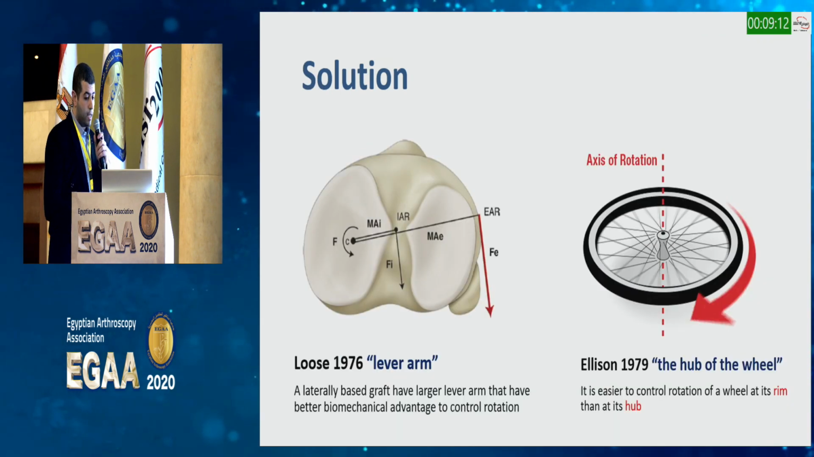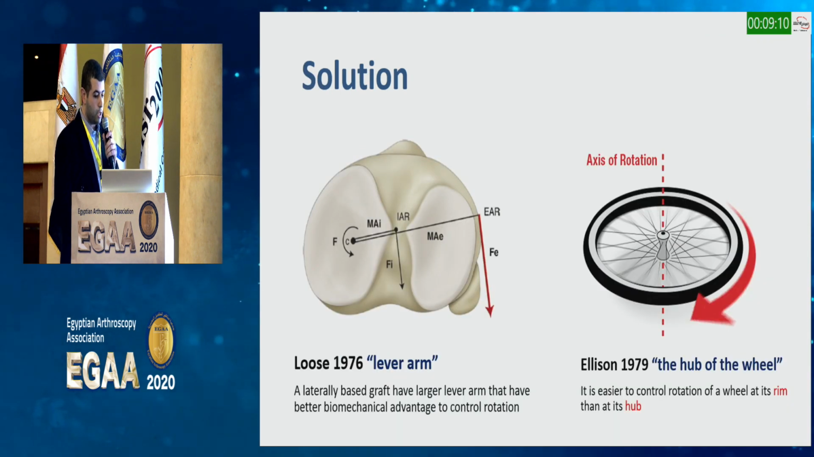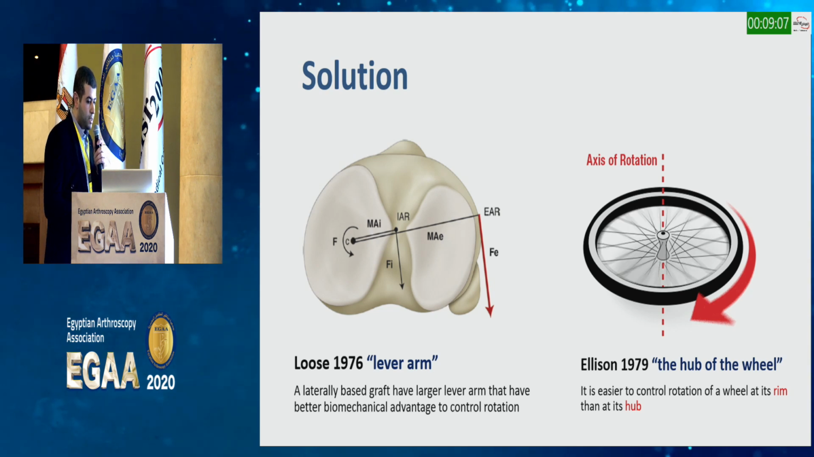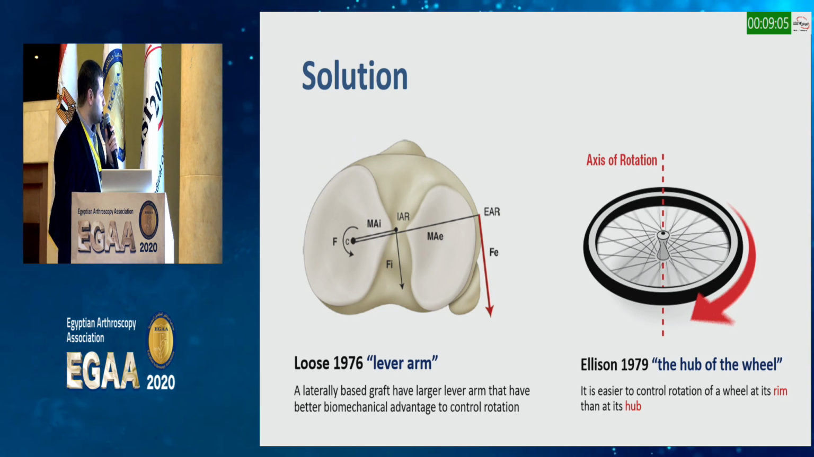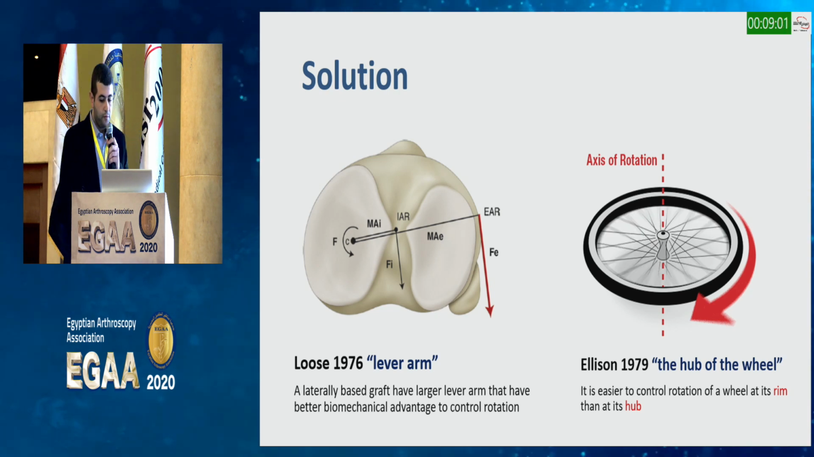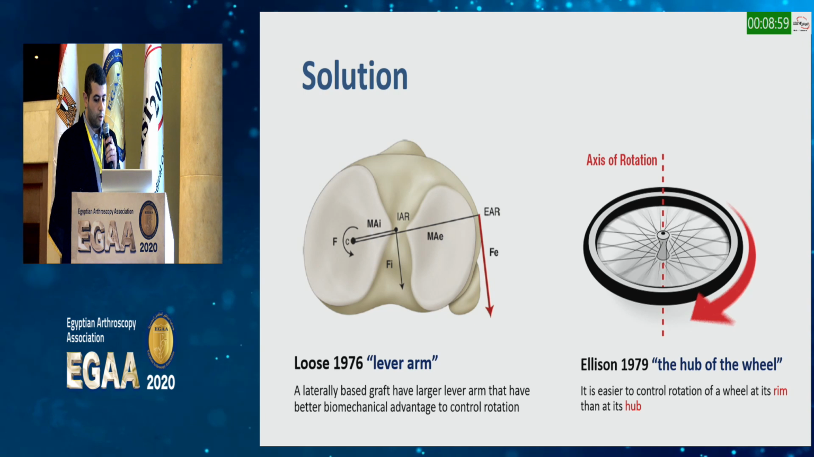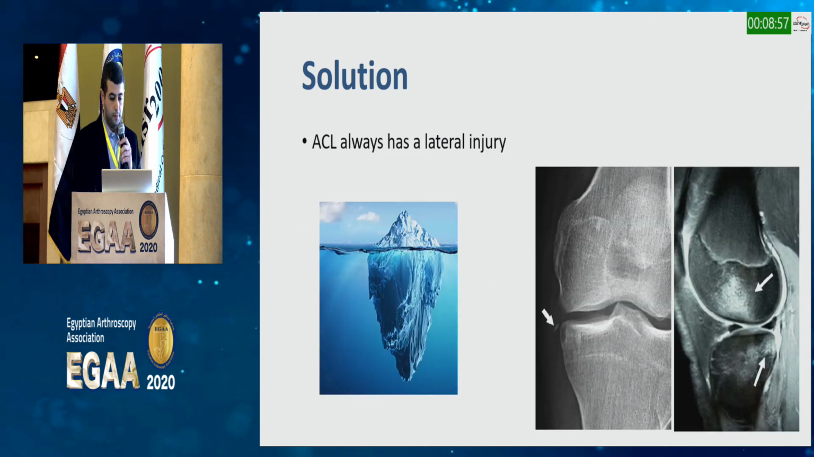So the solution is to add something lateral to the intra-articular reconstruction. They found that a laterally based graft will have a better and larger lever arm to control the rotation than a central graft. And Ellison found it is easier to control the rotation of a wheel from its rim, not from its hub.